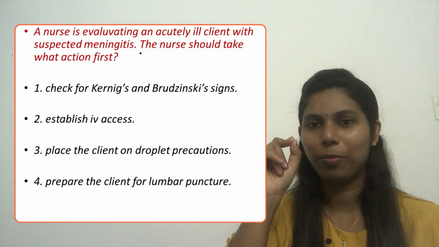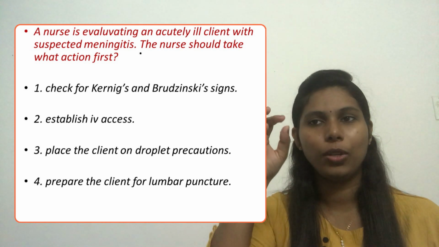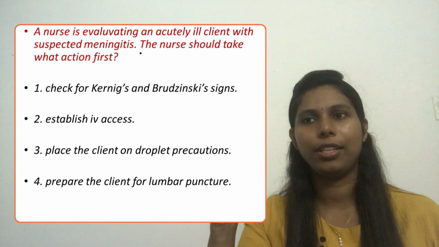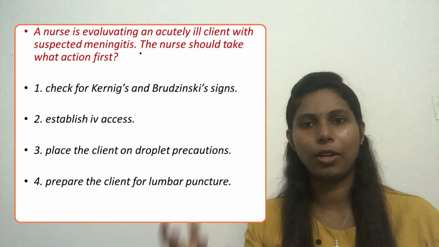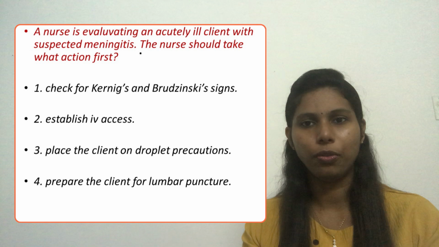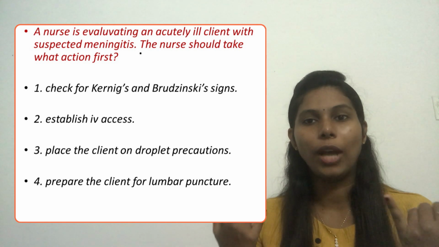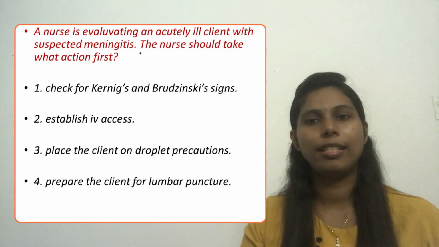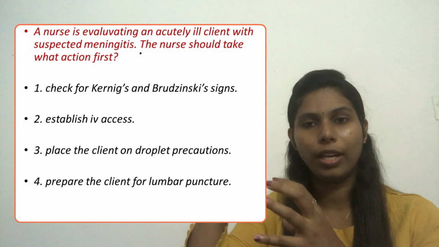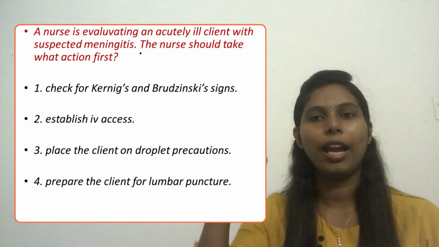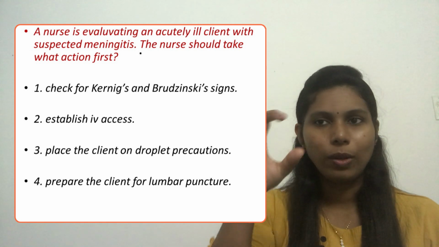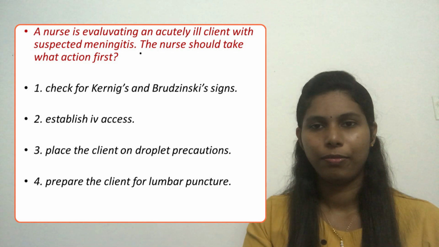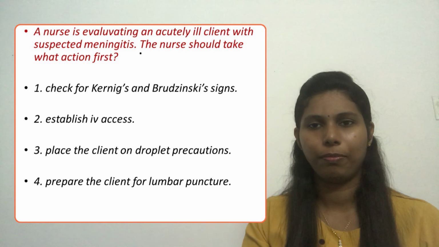I hope all of you got the answer, but I want you to think in such a way, if you don't have an idea. Okay, what is this Kernig's sign or Brudzinski's sign? Is that the one I should do first, or should I isolate the client first? Because now I suspect meningitis, I don't know which kind of meningitis this is and I don't know what the organism is. So first I have to isolate the client and put the droplet isolation. So that is the initial step.